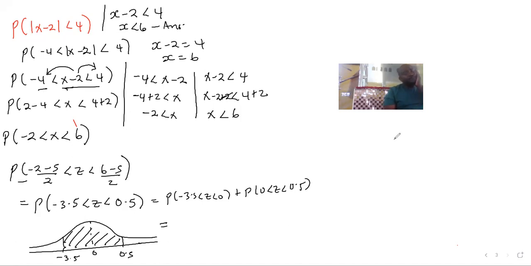Excuse me, sir. Yes, please. Sir, you say the range is supposed to be from -3 to 3. How come you're getting -3.5? Something is wrong. You got -6, -2 up to -6. No, this is not correct.